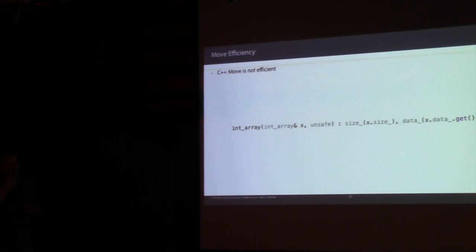Right? Now, this is a bit of a digression. I'm not going to recommend this, but when R-value references went into the language, and as we've seen, they have just a couple of use cases. One is perfect forwarding, which is technically really kind of not R-value references. I mean, they kind of are, but they're not. So we have perfect forwarding as one thing.